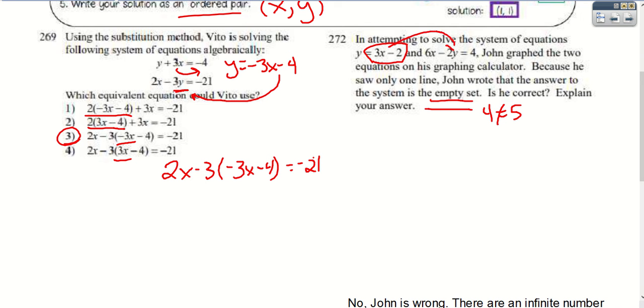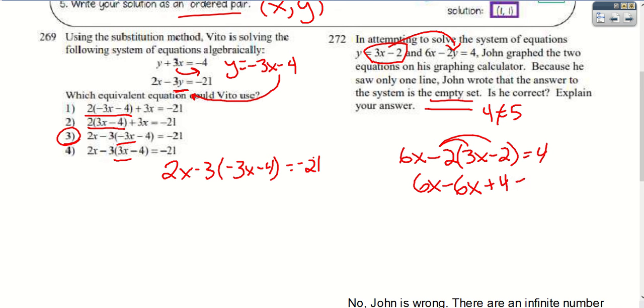So where the y is, we're going to plug in that 3x minus 2. So it's 6x minus 2, parentheses, 3x minus 2, is equal to 4. And we distribute the negative 2, we get 6x minus 6x plus 4 equals 4. And we can see that these 6x's are essentially going to cancel out here. So I get left with 4 equals 4, or somewhat like 0 equals 0 if you got everything on the same side. So this works.